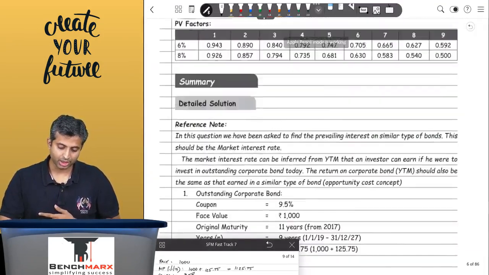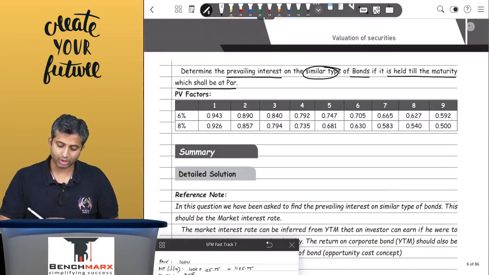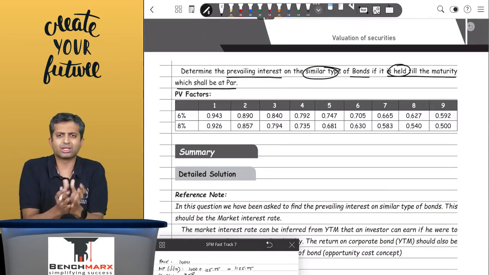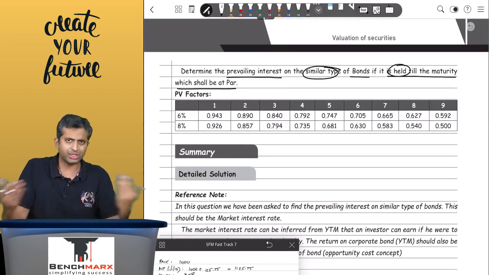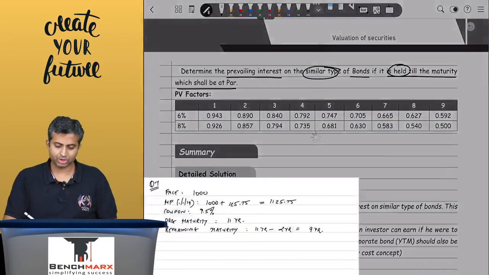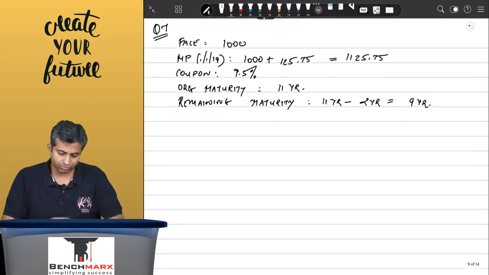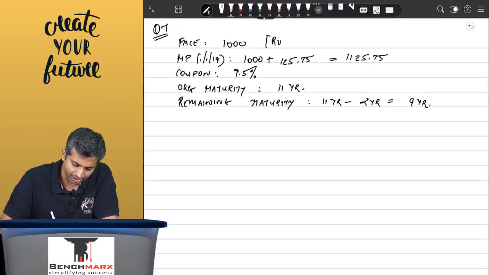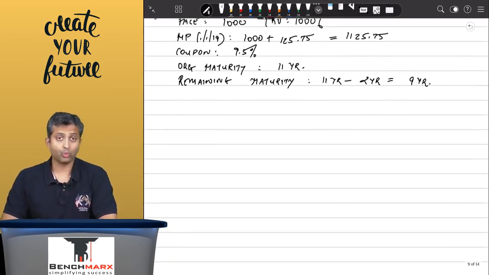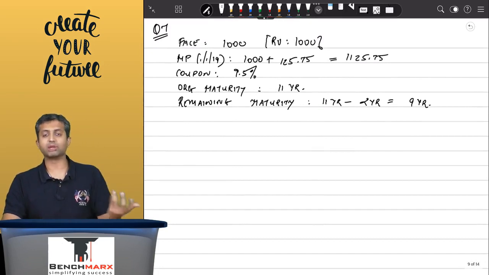Perfect. Okay, next, determine the prevailing interest rate on similar types of bonds if they are held till maturity. So, the rate of interest over here will be treated as the opportunity cost across the market, if they are held till maturity and where redemption is happening at par, so redemption value is also 1000. Acha, now what do we want to do? What is the rate of interest prevailing in the market today?